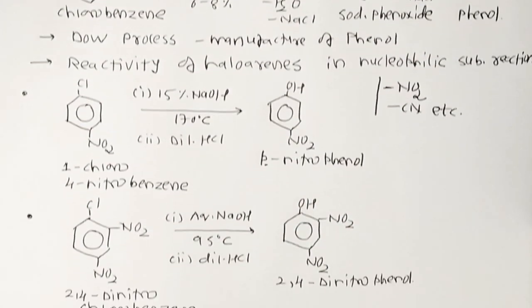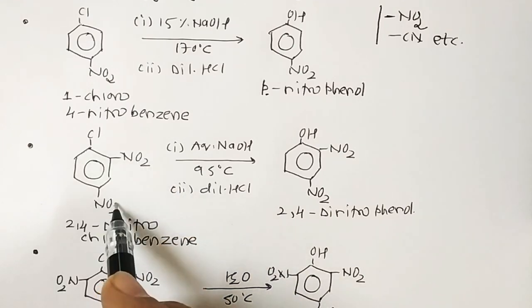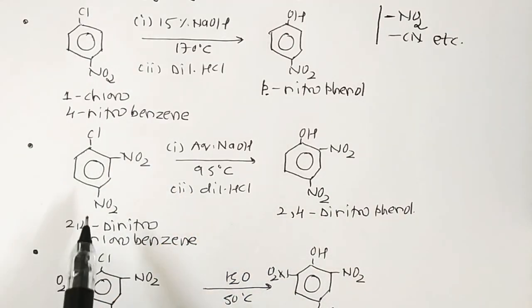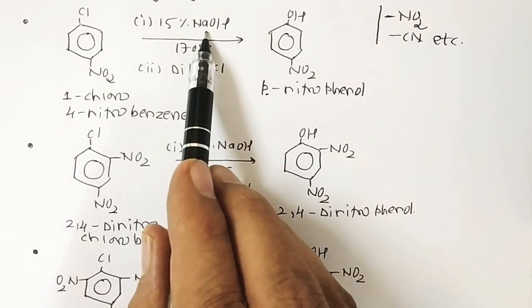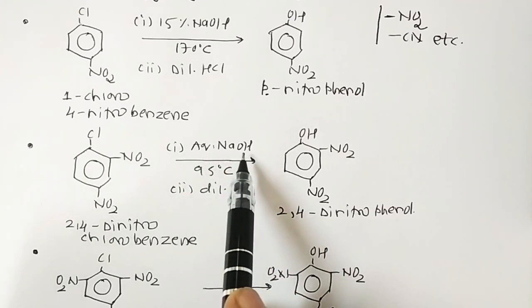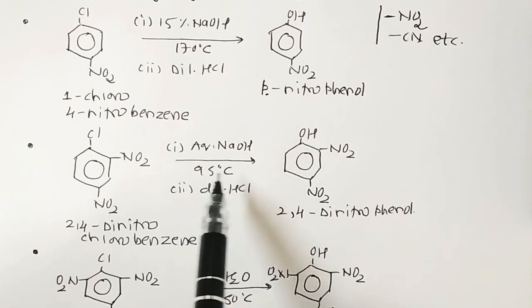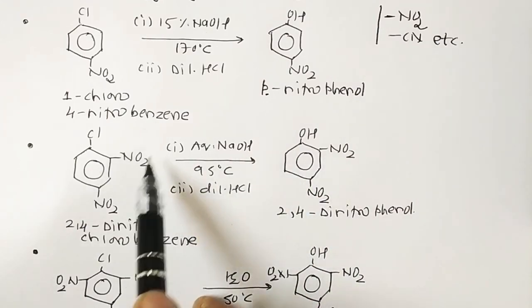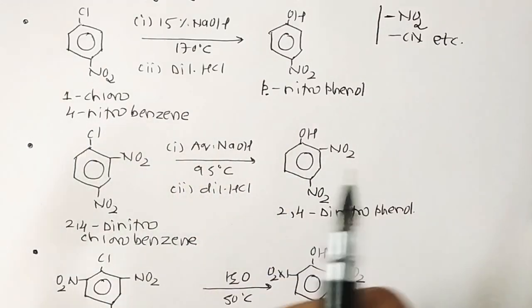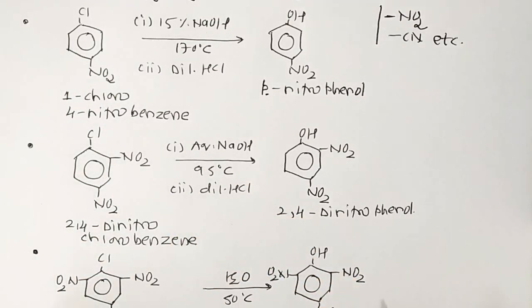Now I introduce one more electron withdrawing group, one at para position and one at ortho position. It is called 2,4-dinitrochlorobenzene. Here only 15% aqueous NaOH is required, no concentrated NaOH, and the temperature is too low, 95 degrees centigrade. At that time chlorine is displaced by the OH group, because the NO2 groups withdraw the pi electron cloud towards themselves and stabilize the carbanion, which we will discuss in the mechanism portion. So the product is 2,4-dinitrophenol.